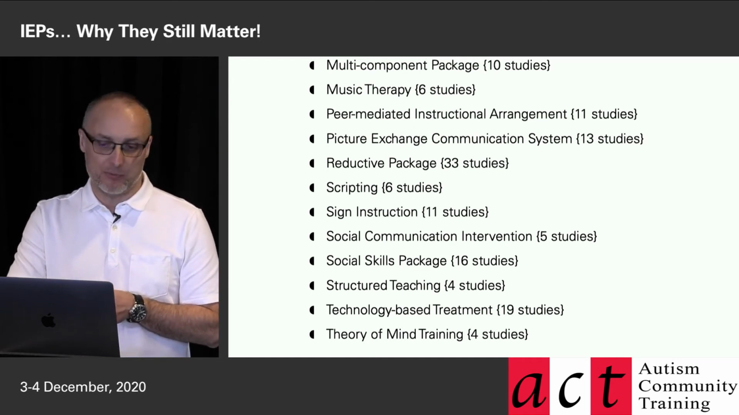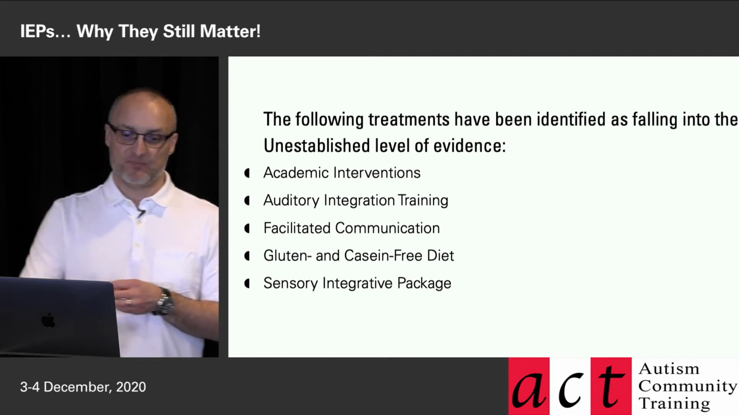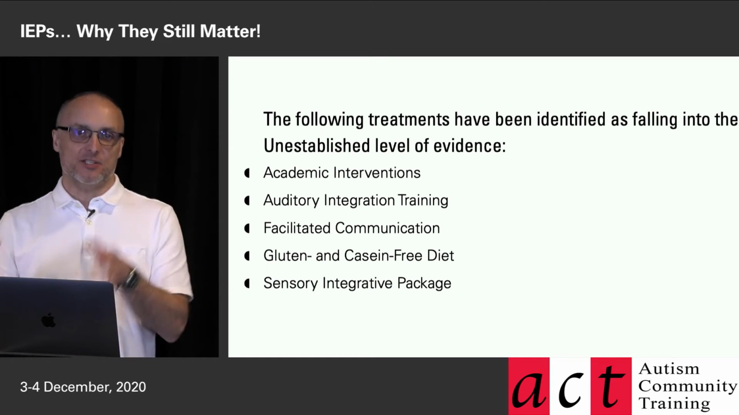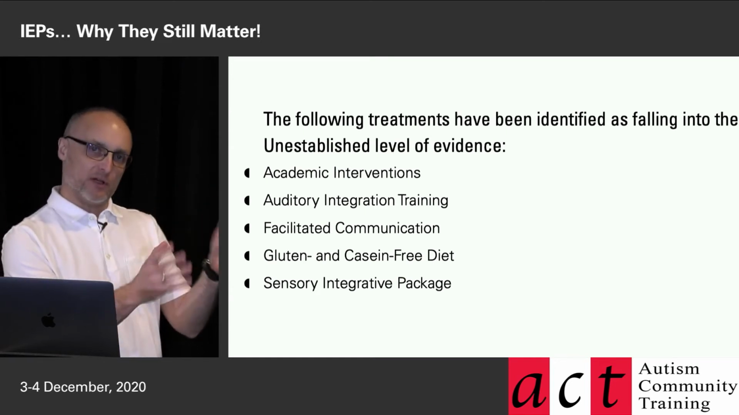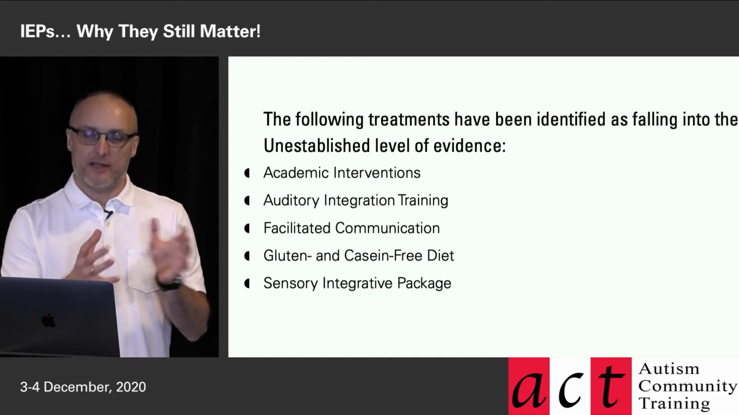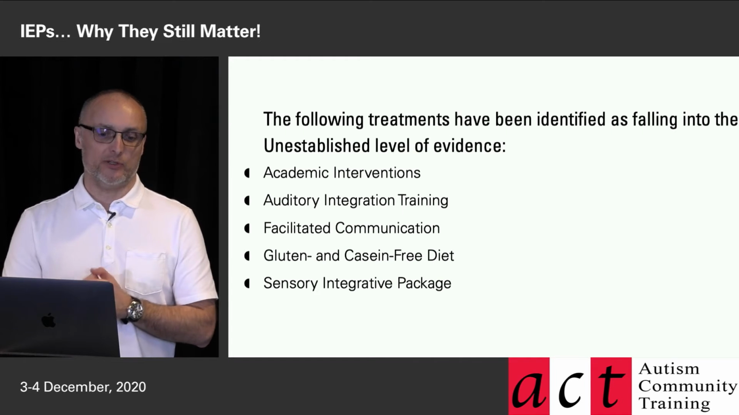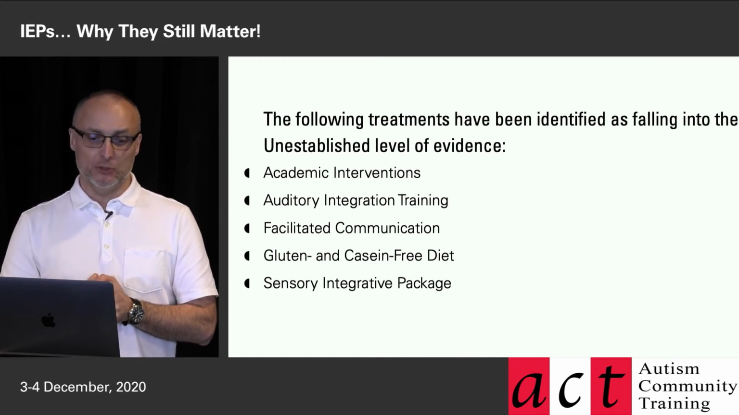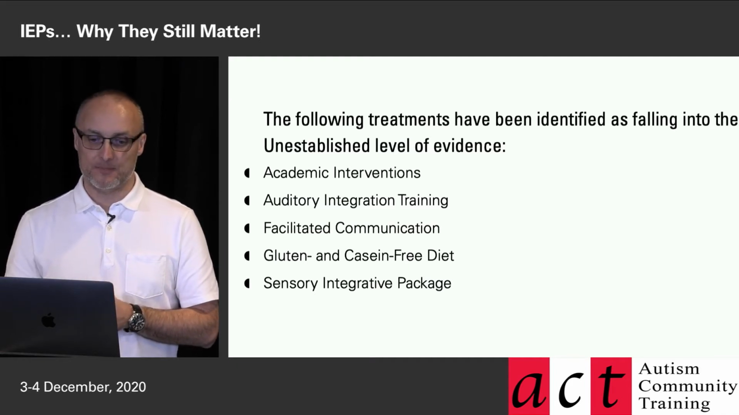Here is their unestablished list, failing to meet levels of evidence. So at the top, as I mentioned yesterday, is academic intervention. That is business as usual. Just take the student with special needs, autism for our purposes, and plug them into regular education, not an evidence-based practice. That's why we need special education. You also see auditory integration training, FC, gluten casein-free diet, and sensory integrative package there is unestablished.